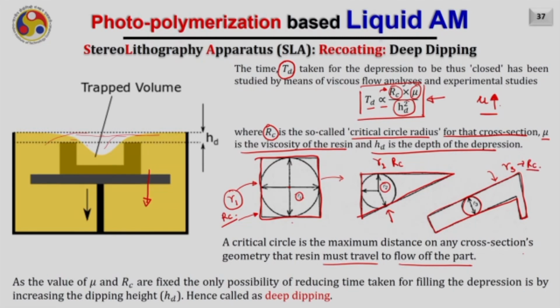Now if you look at object 1, object 2 and object 3, it is obvious from the diagram that R1 is greater than R2 is greater than R3. Therefore, if the viscosity and deep dipping height are the same, then this particular cross section will take more time to cover the entire region by the resin during the deep dipping operation as compared to the other two objects here.